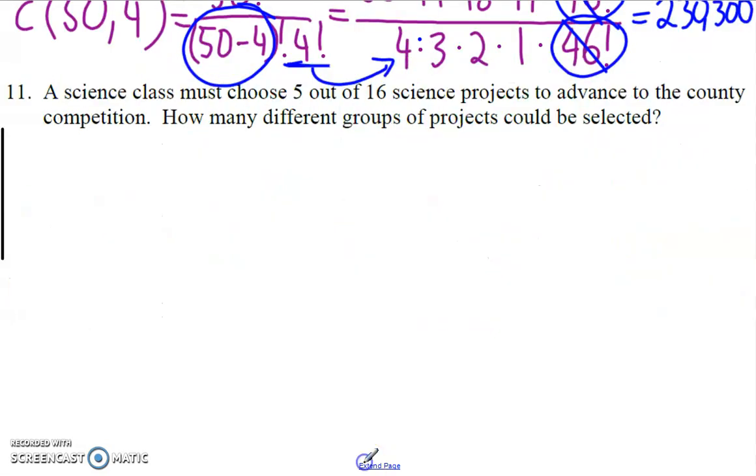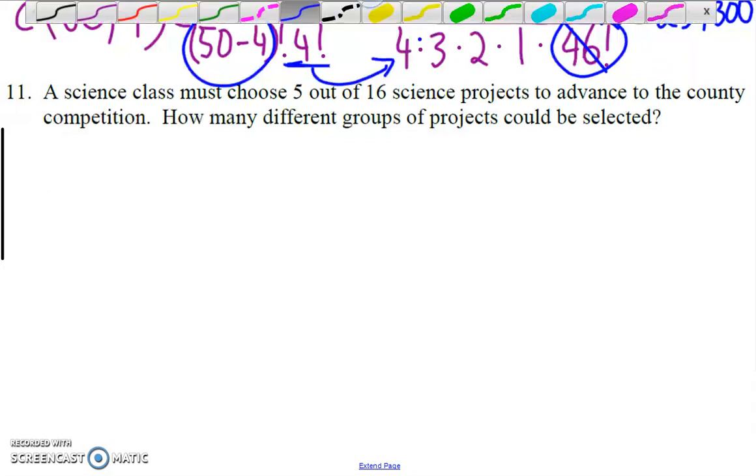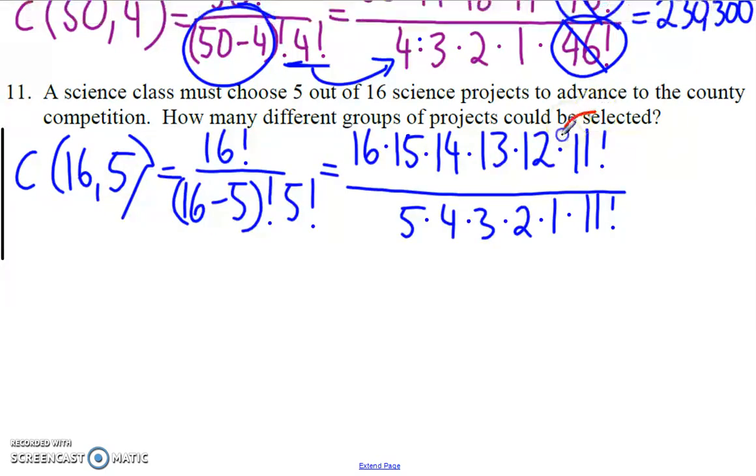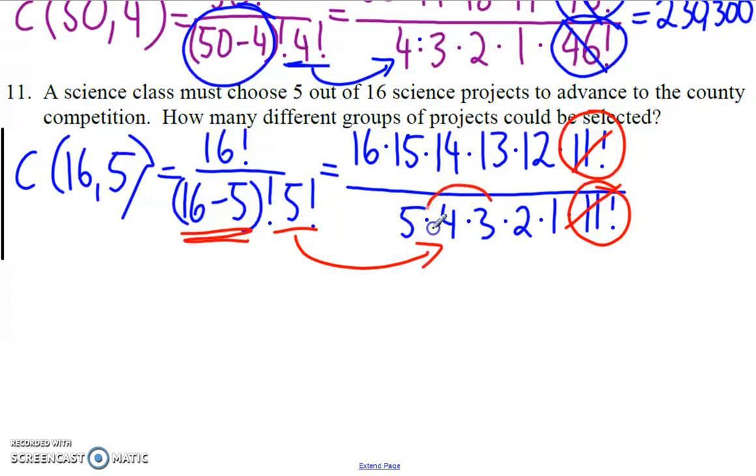Number 11. Science class will choose 5 out of 16 science projects. And how many different projects could be selected? This is a combination, because order doesn't matter how they pick this. So combination of 16 and 5. I'm going to write this out there and let you figure out how it works. You can cancel out the 11 factorial we get from this, and then the 5 factorial here. You could still simplify 4 times 3 and 12, simplify those, and so on. Work it out, you get 4,368.